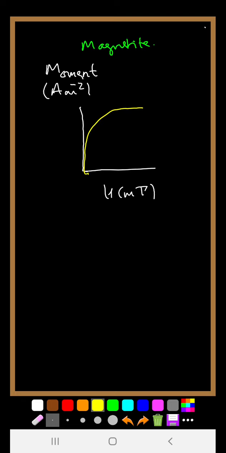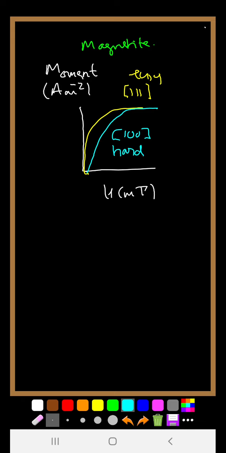This is the 1 1 1 direction, which is the easy direction, and for the hard direction we get a plot like this. This is for say 1 0 0, which is the hard direction.